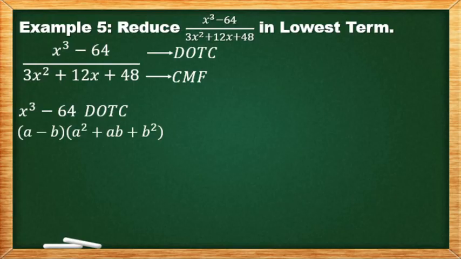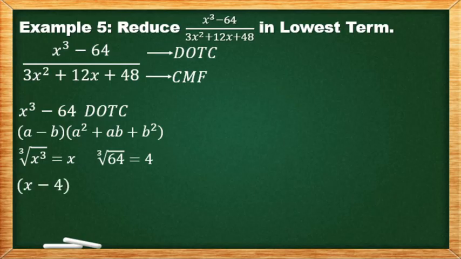Kapag minus, ito yung pattern: (a minus b) times (a squared plus ab plus b squared). So, kunin natin ang cube root ng x cubed, x. Cube root ng 64, 4. Palitan natin lahat ng a ng x, then papalitan lahat natin ng b ng 4.